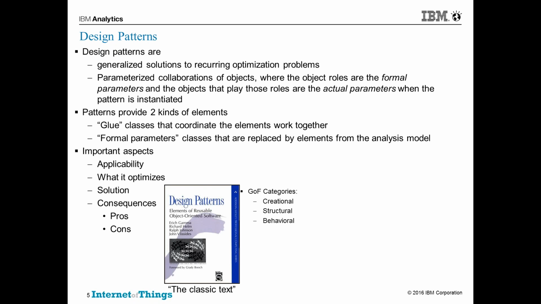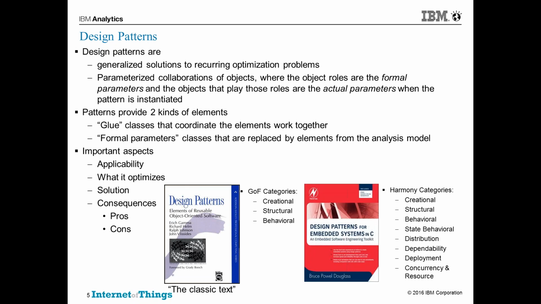So, of course, there's a classic text published in 1995 by the Gang of Four, Gamma, Helm, Johnson, and Vlissides. And they identified three categories of patterns here. These are by and large considered IT patterns, so not embedded patterns, but more general software IT patterns. Doesn't mean they can't be applied, although sometimes it's a bit of a challenge to see how. But just general software patterns.